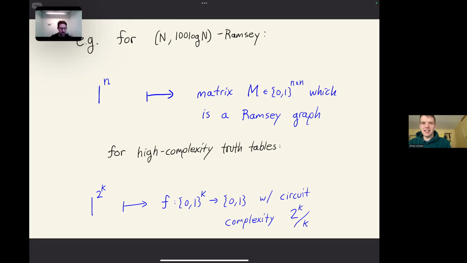Does this make sense to everyone? This is just how I'm parameterizing the problem: the parameter is the whole description size of the object that you want to produce, and the goal is to produce one.